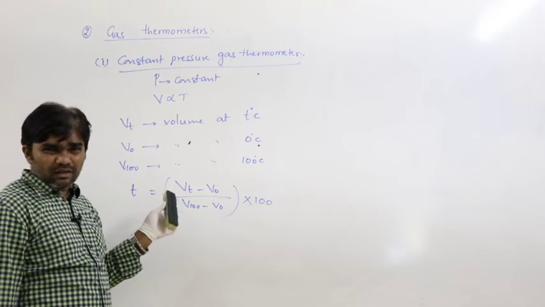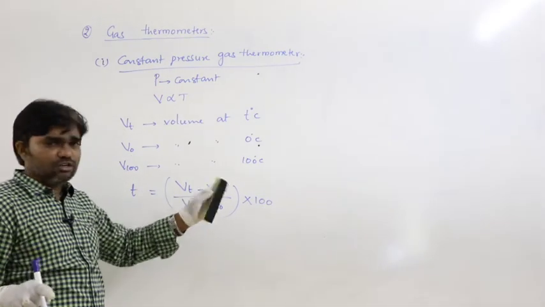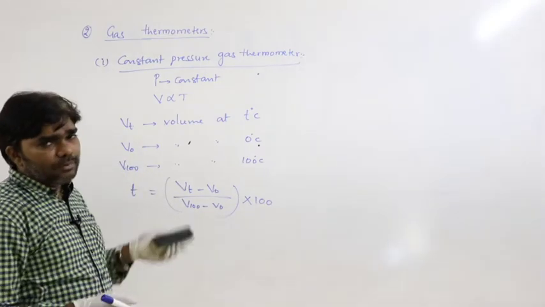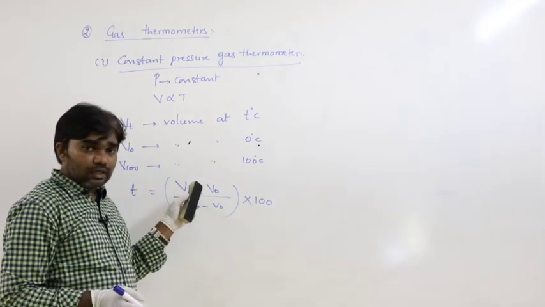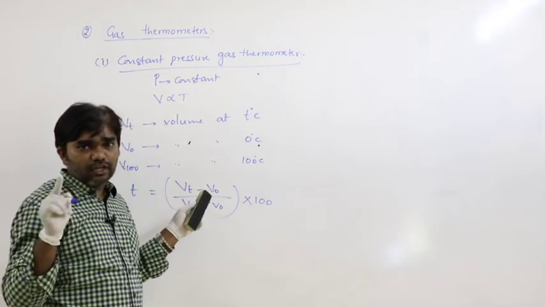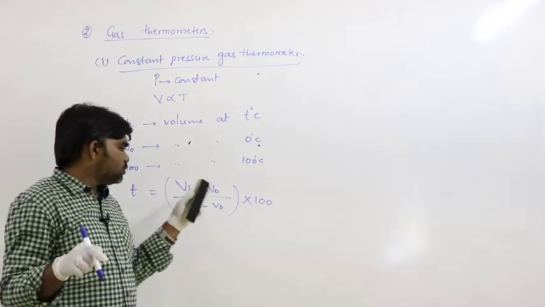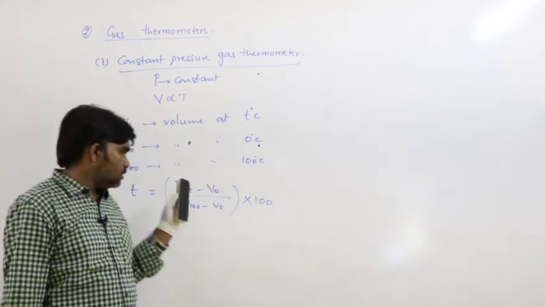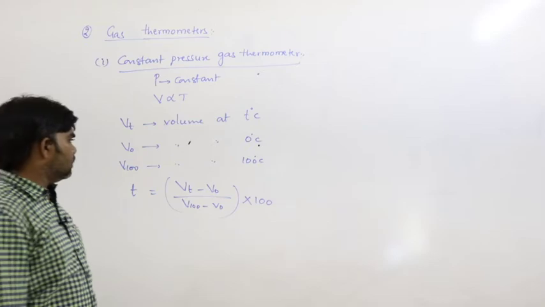First we derived the condition xt minus x0 by x100 minus x0 into 100. In place of x we are substituting these quantities. In the previous case, liquid thermometers, what did we substitute? L, length, which changes with increase in temperature, but here volume changes with the temperature. That is why Vt minus V0 by V100 minus V0 into 100.